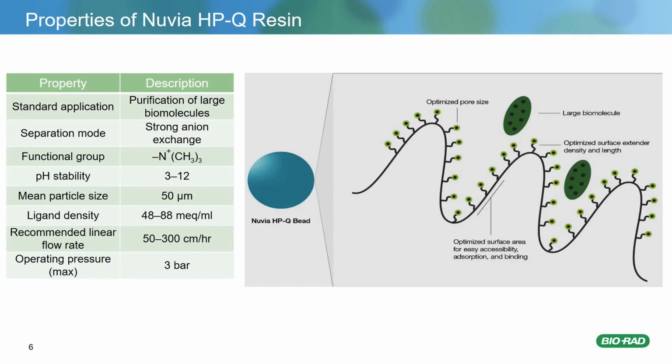Now I'm going to talk a little bit about the Nuvia HP-Q resin. The standard application for this is the purification of large biomolecules. It is a 50 micron particle with large pore sizes. It was actually optimized to allow large biomolecules to enter the pores. This was done by having an optimized surface extender length and density, as well as optimized surface area for easy accessibility, absorption, and binding. So this was why it was felt that for oligonucleotides, Nuvia HP-Q would be the perfect resin.